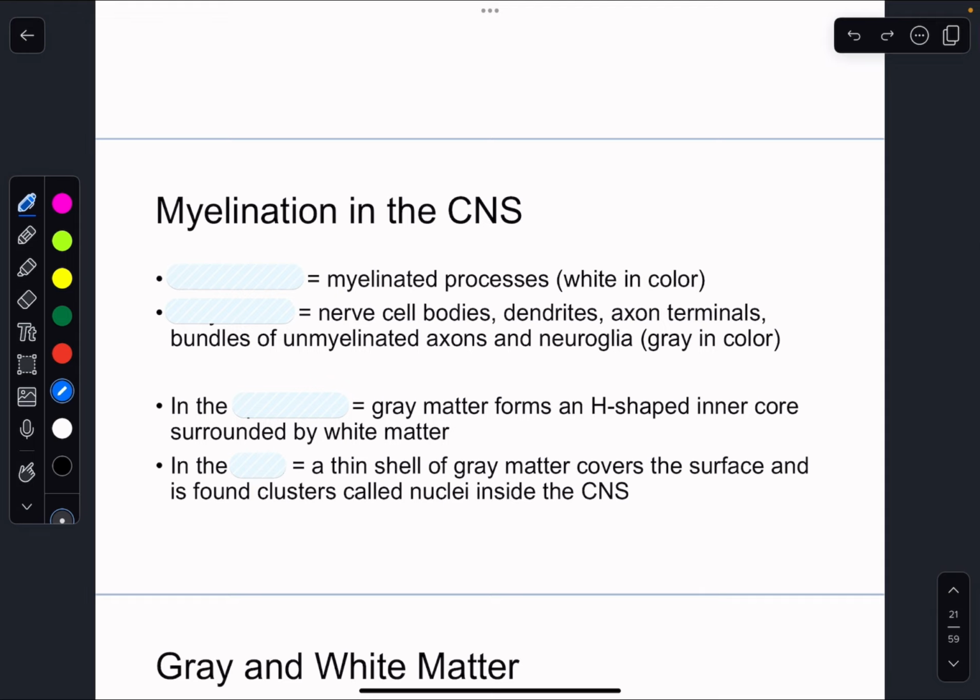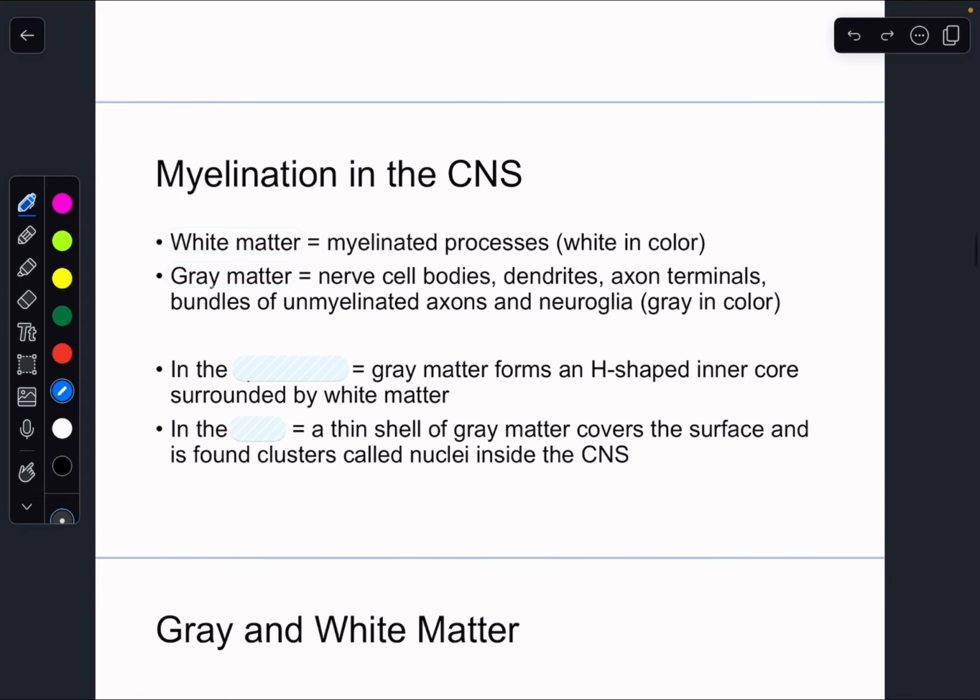All right, myelination in the central nervous system. So white matter is myelinated processes, and of course, it's white in color. Now, gray matter is nerve cell bodies, dendrites, axon terminals, bundles of unmyelinated axons, and neuroglia, and they're gray in color. So white is myelinated, gray is unmyelinated.